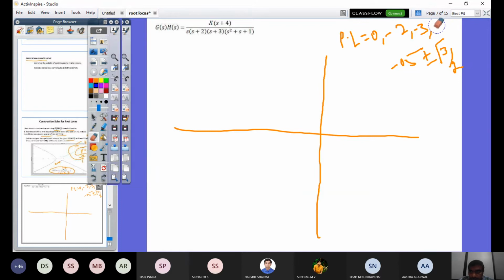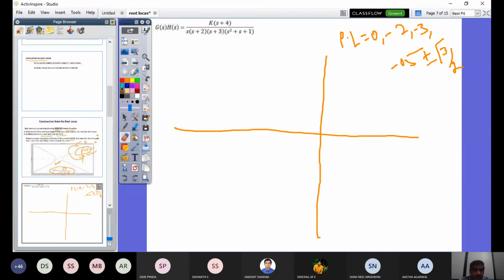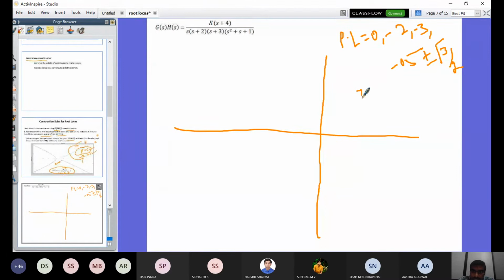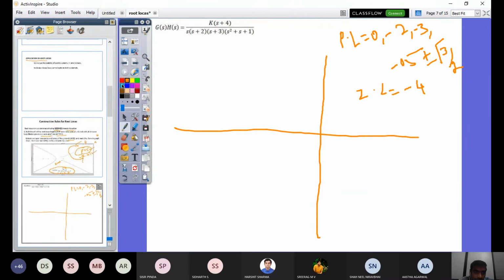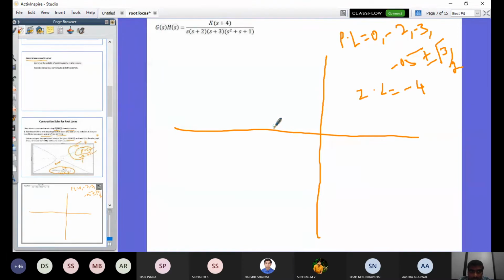It is not minus 1. Are you able to follow? Any doubt in that? And what is the location of the zero? Location of the zero: minus 4. What do we have to do now? Plot the poles. Poles will be marked as a cross and the zero will be marked as a circle.